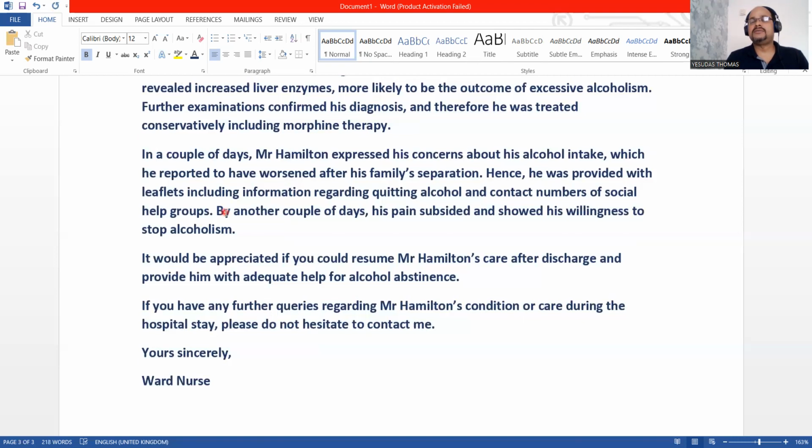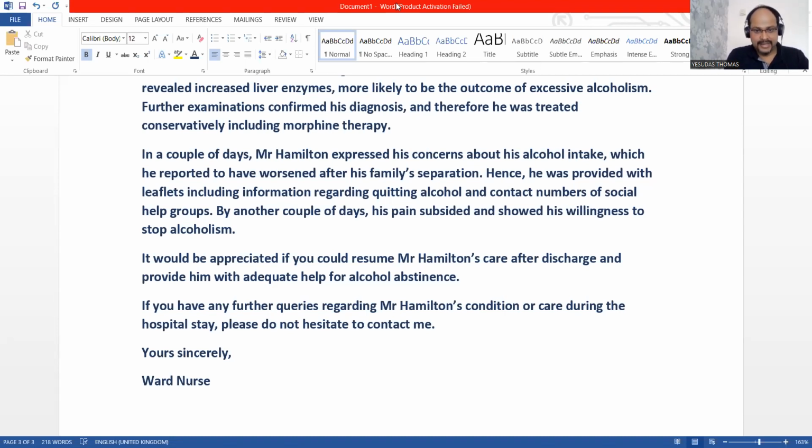And he expressed his sorts of helplessness, all these things. Now, as a result, what we have done is that we have provided him with leaflets, including information regarding quitting alcohol and contact numbers of social help groups. Sorry for the disturbance here. So he was provided with the information regarding quitting alcohol and contact numbers of social help groups.